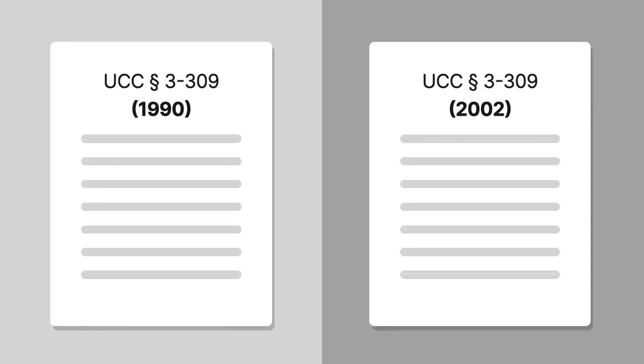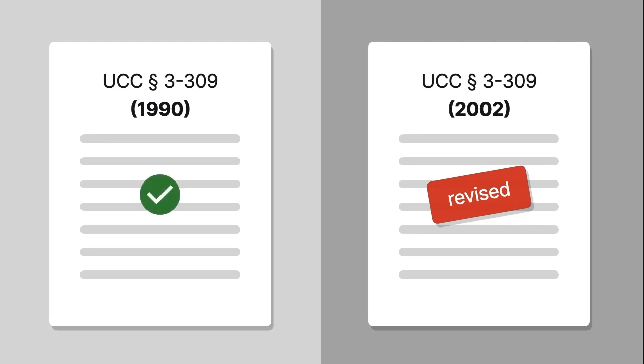Before we dive in, it's important to note that Section 3309, which sets forth the rules regarding the enforcement of lost, destroyed, or stolen instruments, was substantively revised in 2002. However, because most states haven't adopted these revisions, we'll focus on the 1990 version of Section 3309.